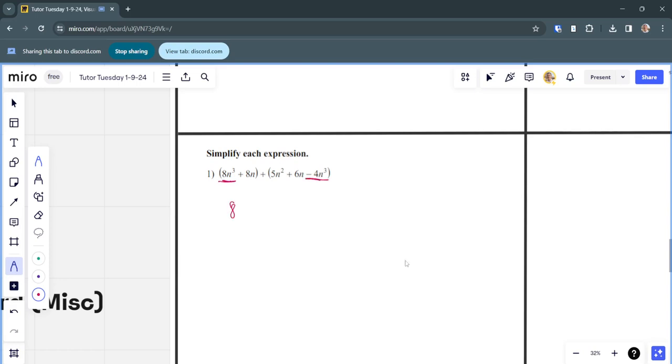So we get 8n cubed minus 4n cubed is 4n cubed. Then we have the next highest term, which is 5n squared. And then the next highest is 8n plus 6n, which is 14n.